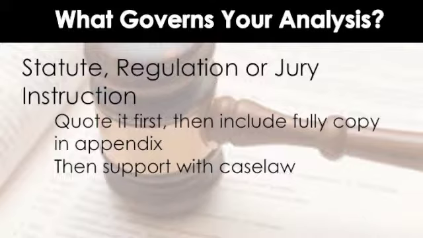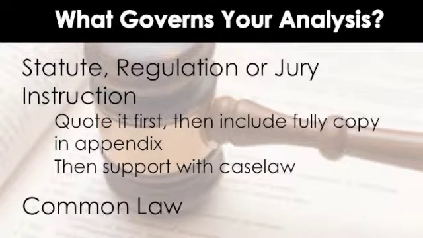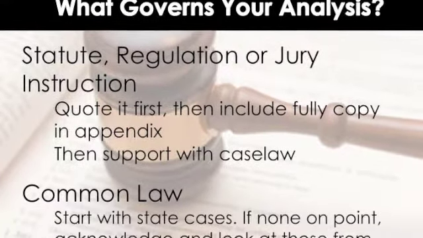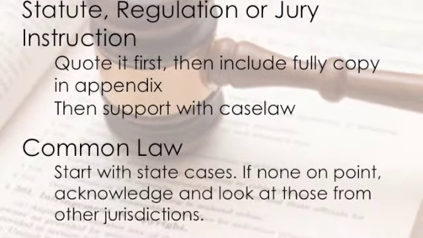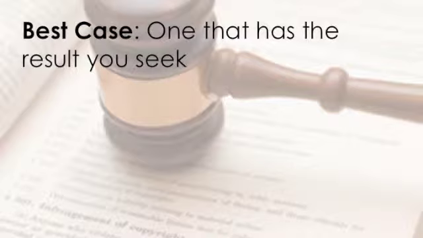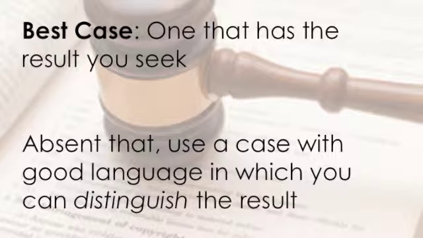If the point on appeal rests on state common law, start with state cases. If there are no state cases on point, acknowledge this before discussing cases from other jurisdictions. The best type of case to rely on is a case with the result that you seek. If you don't have that, then use a case with good language that is distinguishable as to the result.